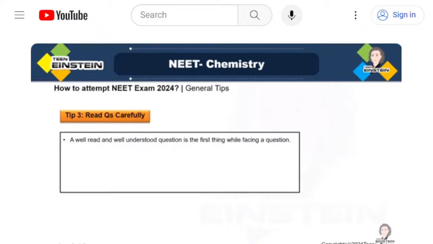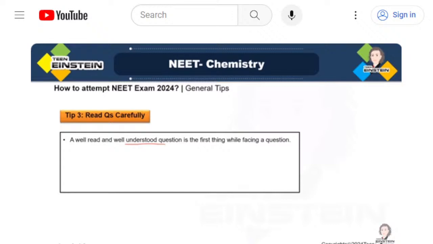This is very, very important. If you have understood a question properly, then you can consider it as if it is already half solved. A well read and well understood question is the first thing you need when you are facing a question, right? So you have to read it very carefully. Don't think that you are wasting your time. You have to focus on it.